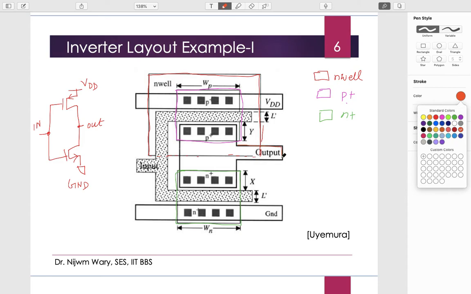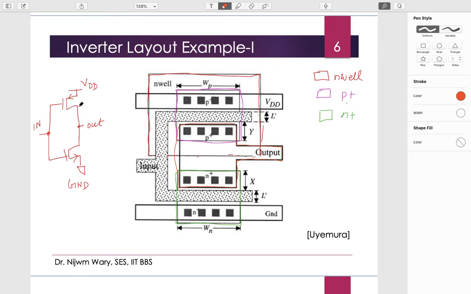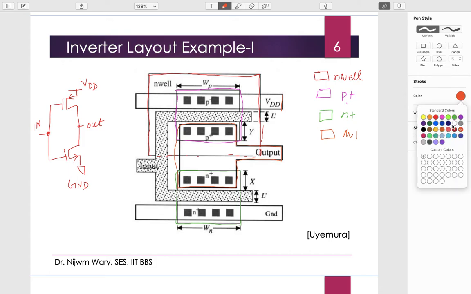So this is the metal one, which is connecting basically the drain of this PMOS and drain of this NMOS. So something like M1. So through this contact, it will be doing the connection, and of course this is also M1. This also is M1. I think these two colors are quite similar, difficult to distinguish. So some other color, maybe blue for M1.